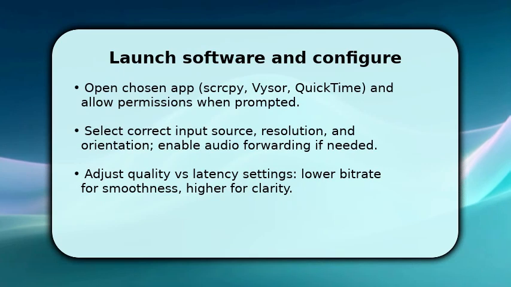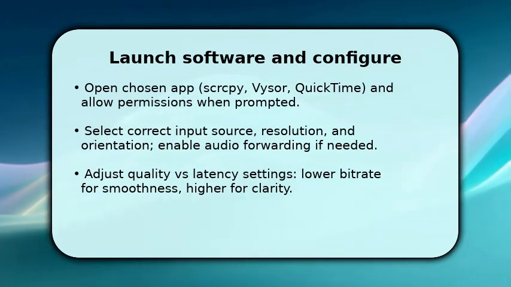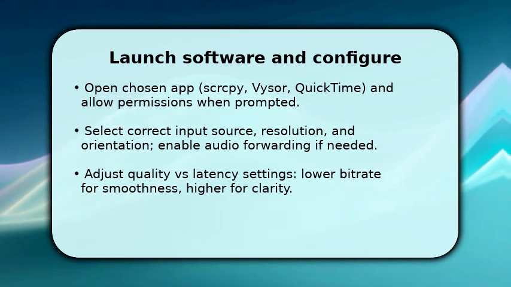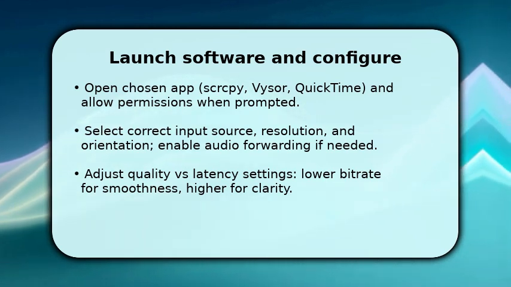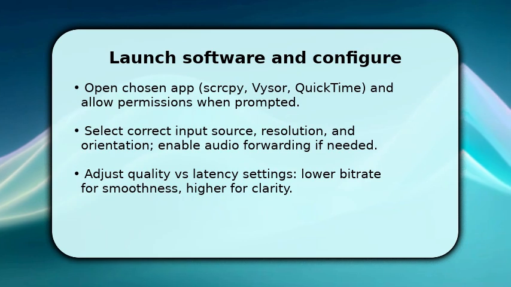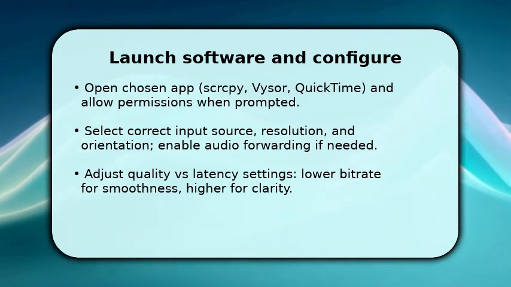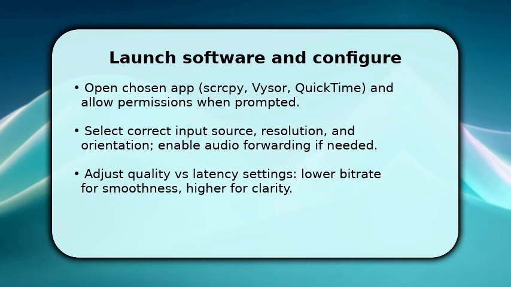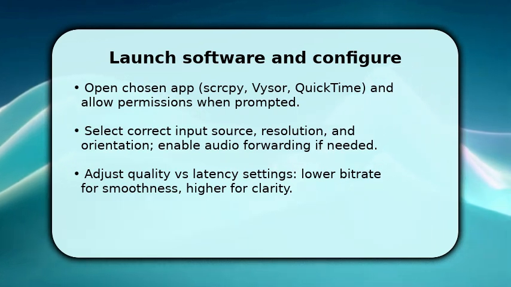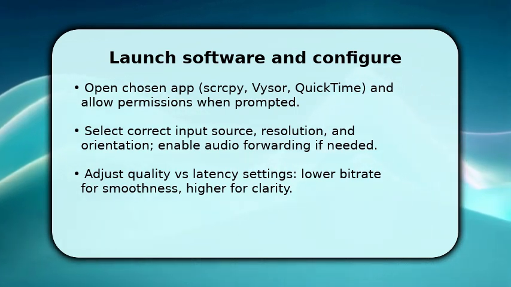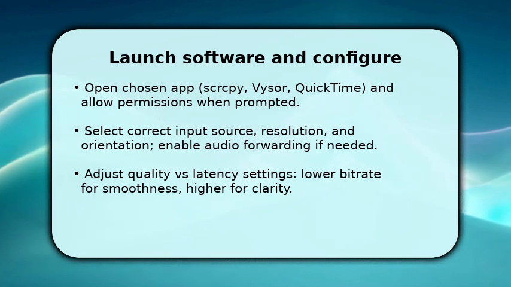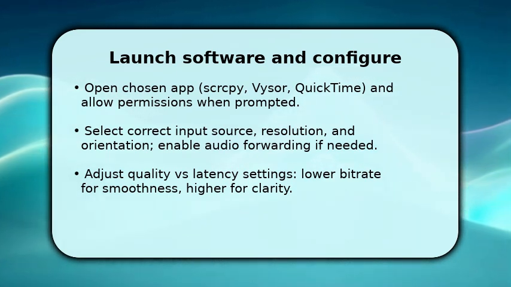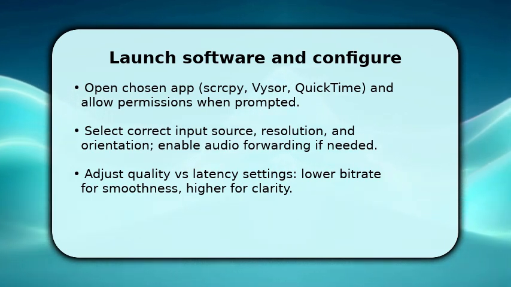Now you launch the mirroring software and configure the stream so it behaves like a local display. Connect the phone with the cable and accept any permission dialogues on the device. Then open the app and select the detected phone as the input. Choose resolution and orientation to match your laptop screen and toggle audio forwarding if you want sound. If you need lower latency for interaction, reduce bitrate or resolution. If you want sharper image, raise quality and accept a bit more delay.